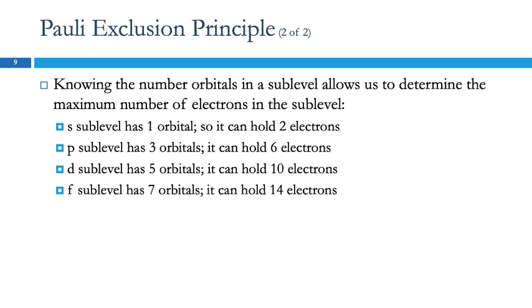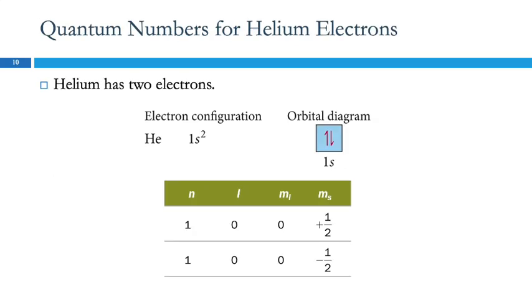This is true. Knowing the number of orbitals in a sublevel lets us figure out how many electrons could be in the sublevel. I don't think that's that important. I'm going to skip it.